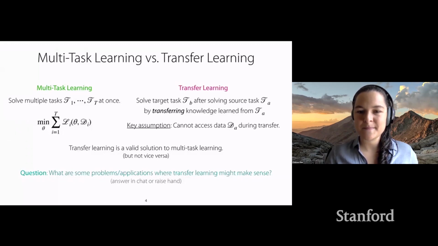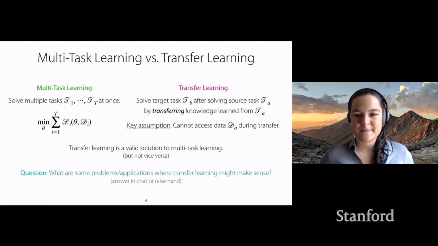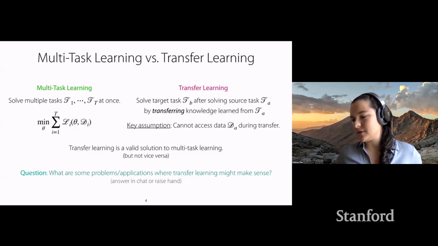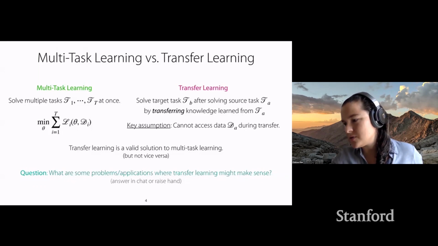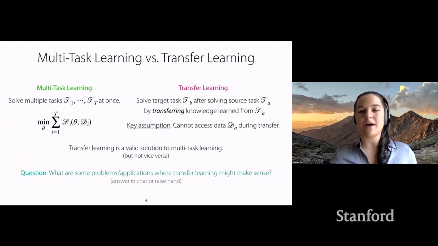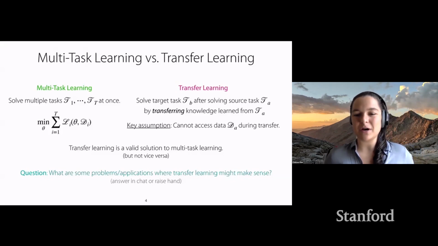I'm sorry, I actually had a question. Can you use the data from task B, or is there just no data at all? You can use the data from task B. Specifically, you assume that you've learned something about task A, you have that knowledge, and then you also have a data set from task B, and you want to leverage both your previous knowledge and the data from task B to learn a model for task B. Thank you.